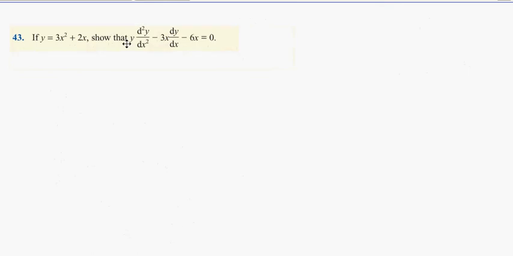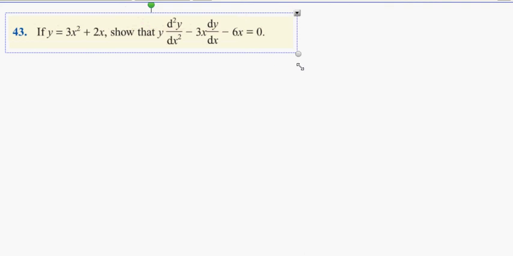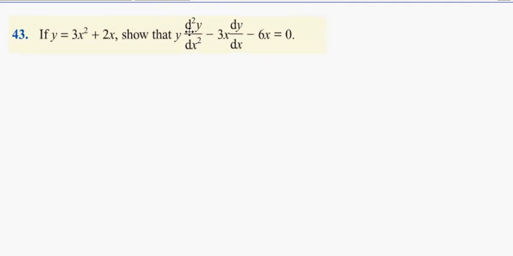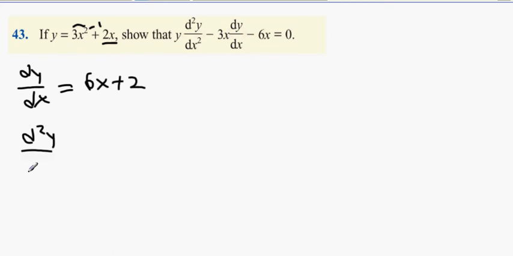43. If y equals 3x squared plus 2x, show that y multiplied by the second derivative equals minus 3x multiplied by the first derivative minus 6x, and all of that should turn out to be 0. So here's what's going to happen. Okay, the dy/dx ends up to be 6x plus 2. 2 multiplied by 3, 6. Take 1 away from the power, 6x. 2x just turns into 2. Okay, differentiate again. Second derivative is 6, and that turns into a 0.